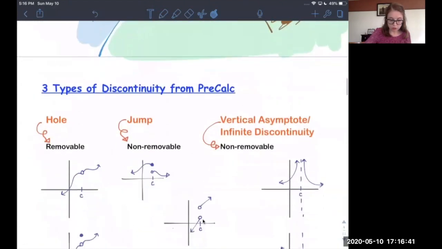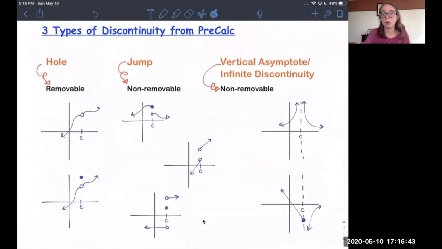So the way we can use this is to talk a little bit more about those three types of discontinuity from pre-calc. You should hopefully remember the idea of a hole, a jump, or a vertical asymptote, which is also referred to as an infinite discontinuity.